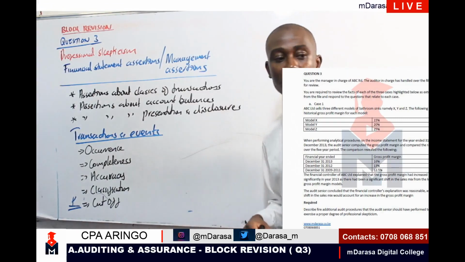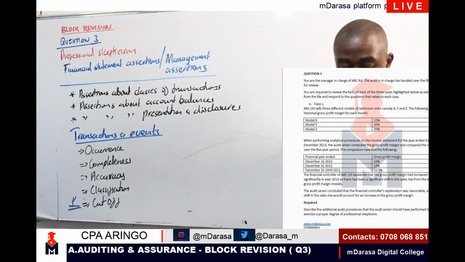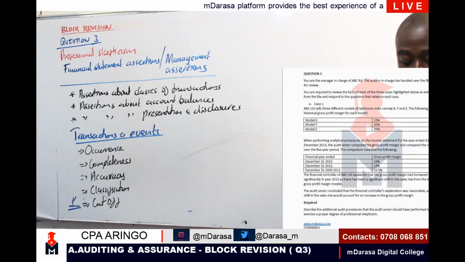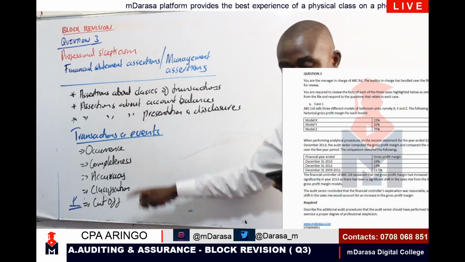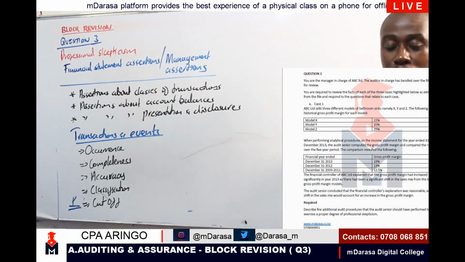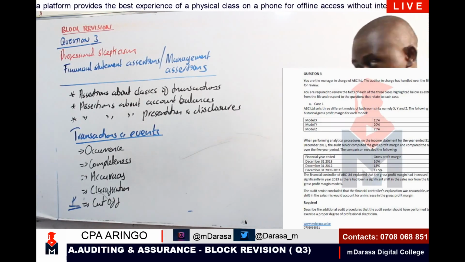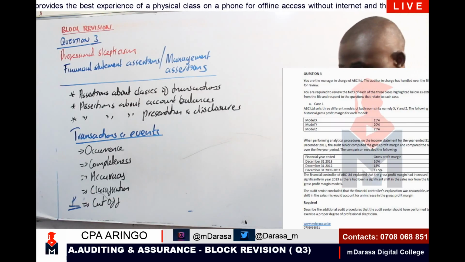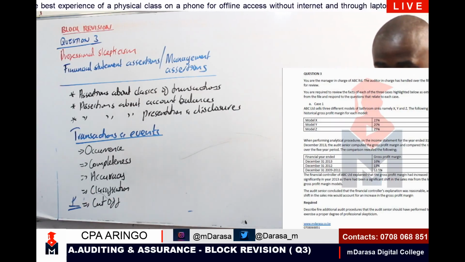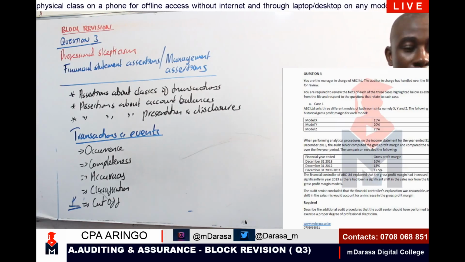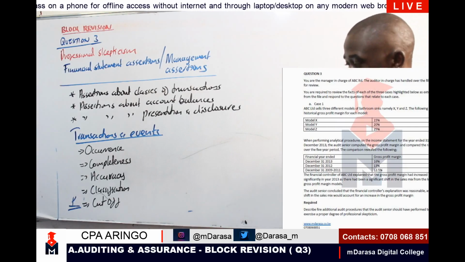Whenever we are talking about occurrence, basically, my good students, we just want to make sure that transactions and events recognized in the financial statements actually occurred and they pertain to the entity. They do relate to the entity. What about completeness? For completeness, we are saying that all transactions and events that should have been recognized in the financial statements have been recognized and recorded appropriately. Talk about accuracy: the amounts and other data relating to the recorded transactions and events have been recorded appropriately. They should be accurate.